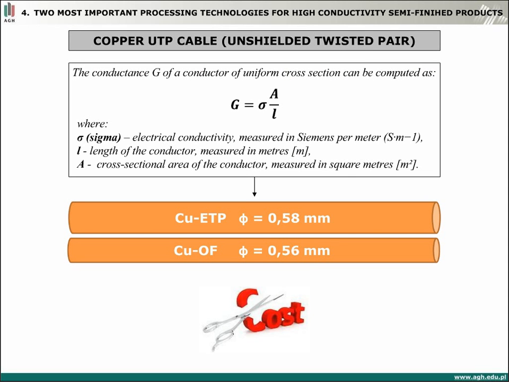These results gave rise to the replacing of wires made from conventional copper with our oxygen-free ones in the UTP type cable. It allowed the producer to downsize the wire gauge, making benefits in its production costs.